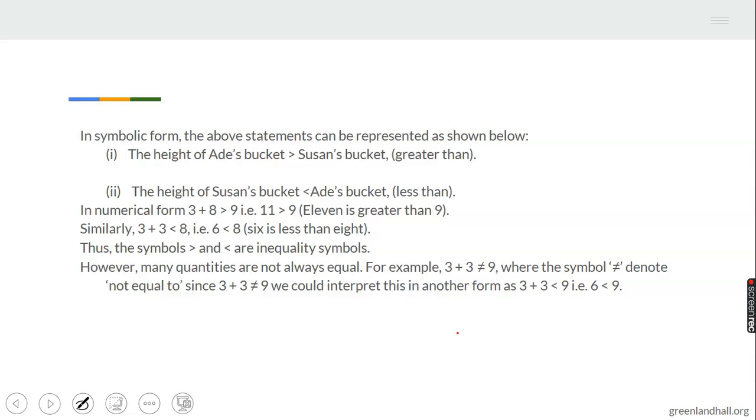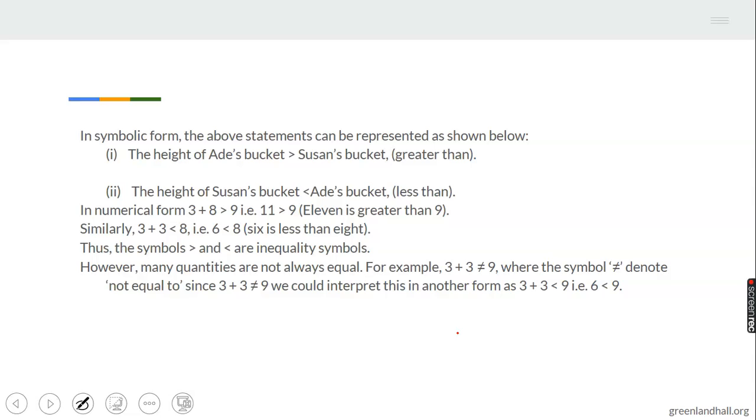Also, similarly, you can say 3 plus 6 is less than 8. Yes, what is 3 plus 6? 8. 6 rather. 6 is less than 8. Yes. So we use inequality, which is the greater than and the less than.